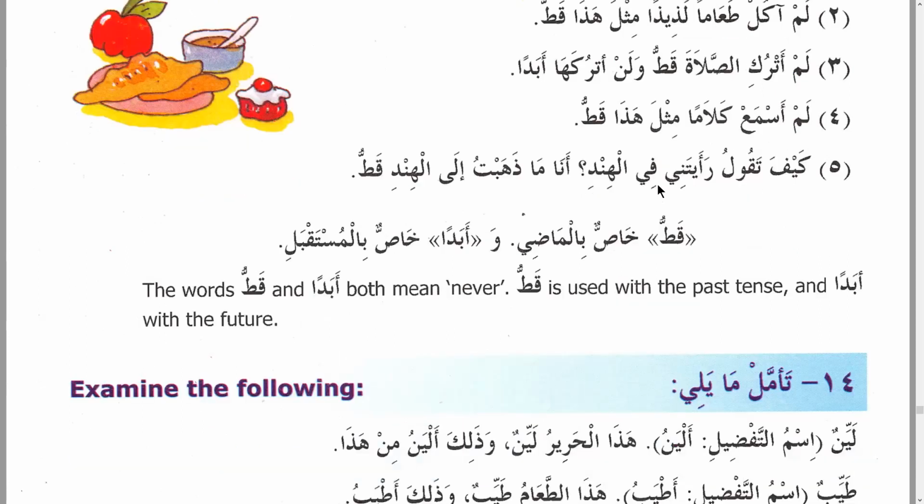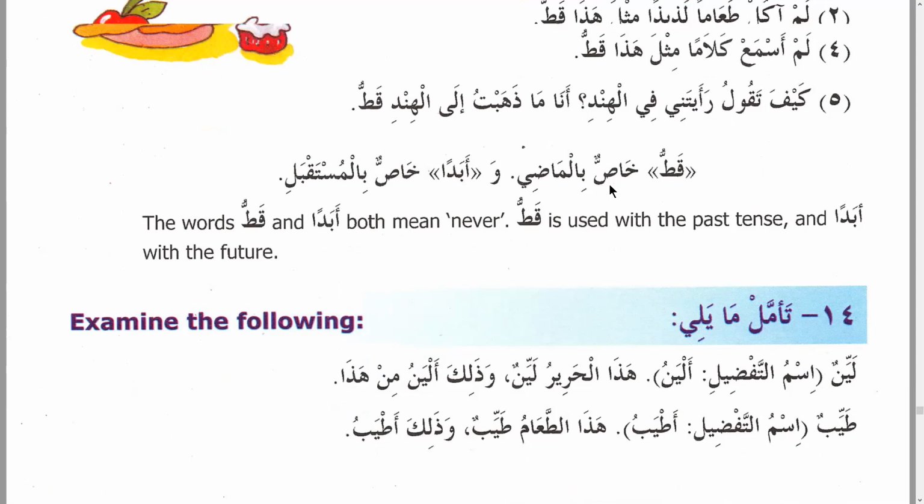كيف تقول رأيتني في الهند؟ How can you say that you saw me? رأيتني. This is the verb, and ya is the object, fa'il and maf'ul. How can you say that you saw me in India? أنا ما ذهبت إلى الهند قط. I never went to India, right? قط خاص بالماضي.